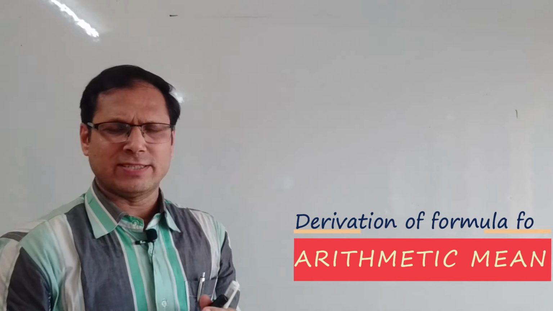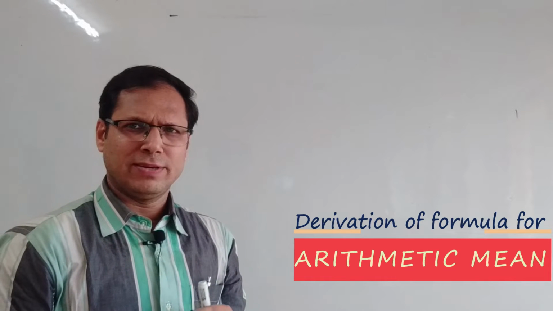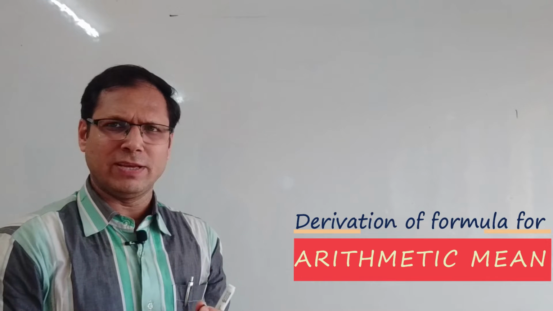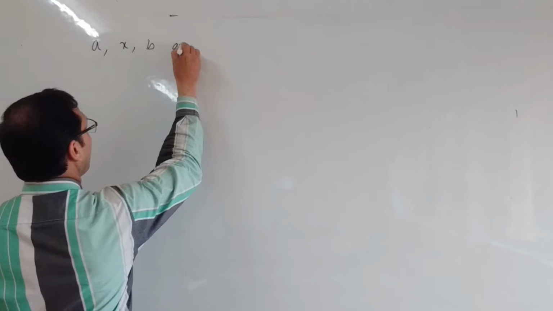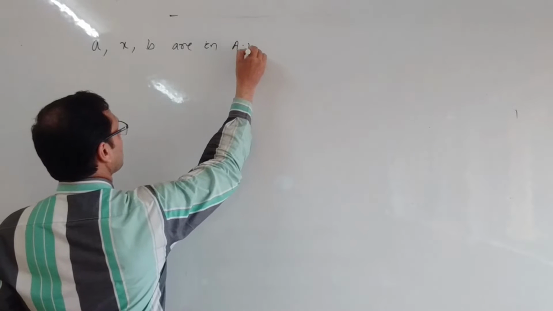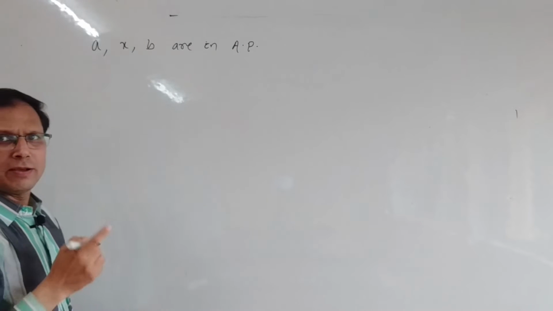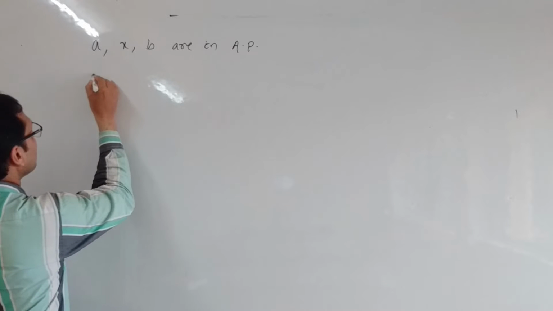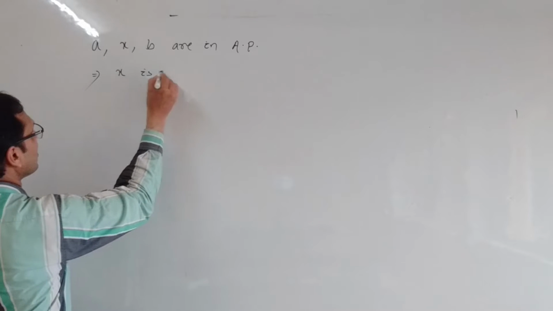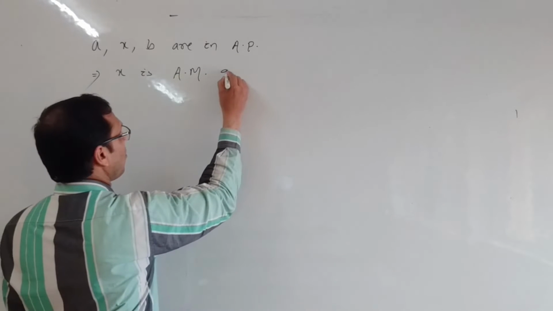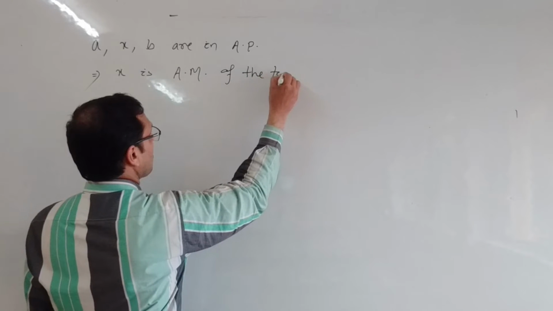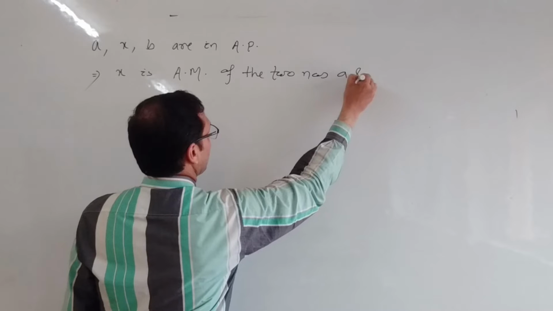Suppose the three quantities a, x, b are in AP. That means the middle number, that is x, is said to be the arithmetic mean of the other two, that is a and b. Now I will write here, suppose a, x, b are in AP, that is, they are in arithmetic progression. Now you can write that implies x is the arithmetic mean, or symbolically denoted by AM, of the two numbers a and b.